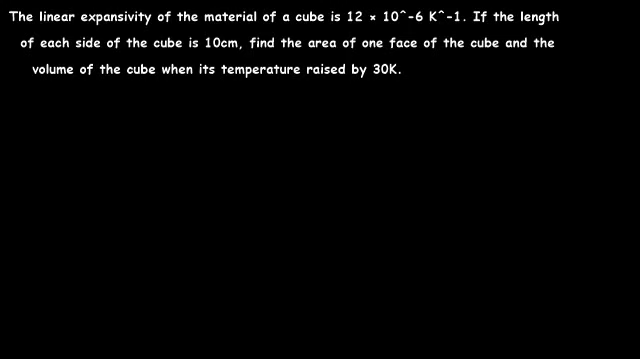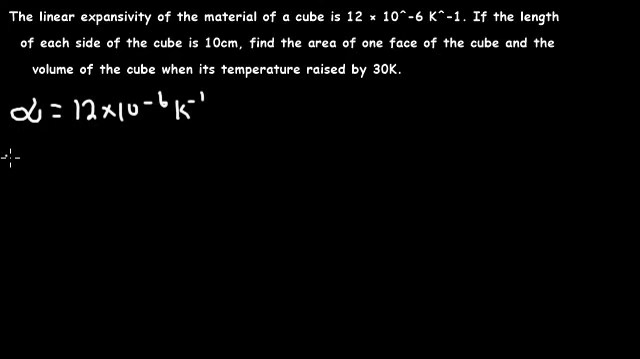The linear expansivity of the material of a cube is 12 times 10 to the power of negative 6 per Kelvin. If the length of each side of the cube is 10 centimeters, find the area of one face of the cube and the volume of the cube when its temperature rises by 30 Kelvin. Just like before, let's write out what is given. The linear expansivity of the cube, alpha, equals 12 times 10 to the power of negative 6 per Kelvin.